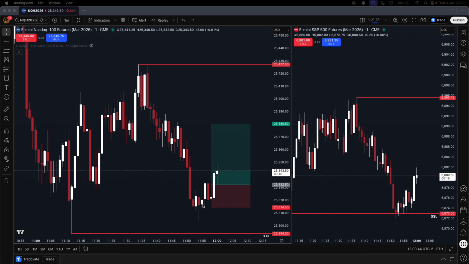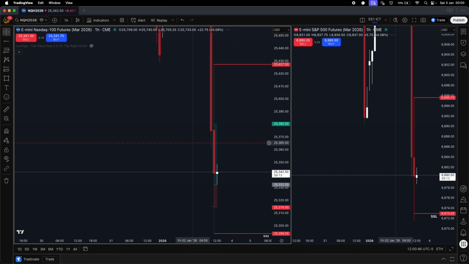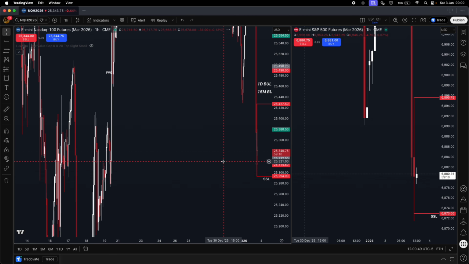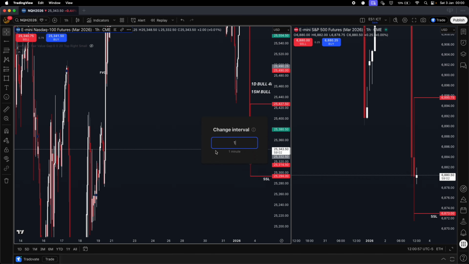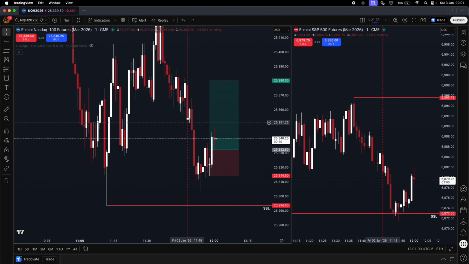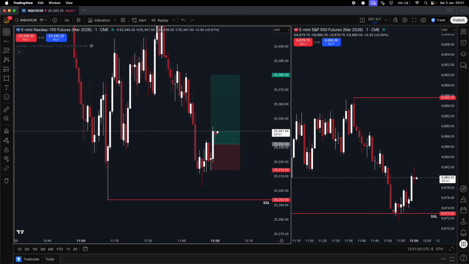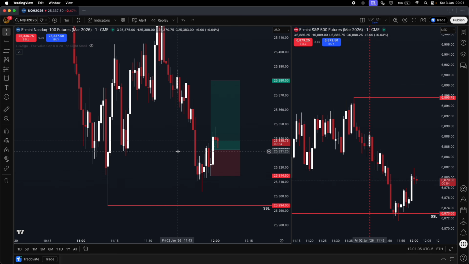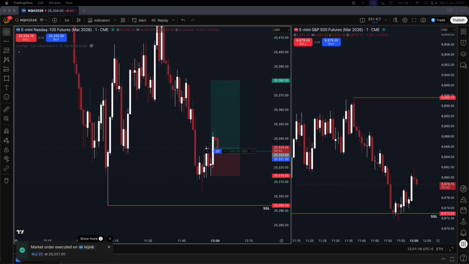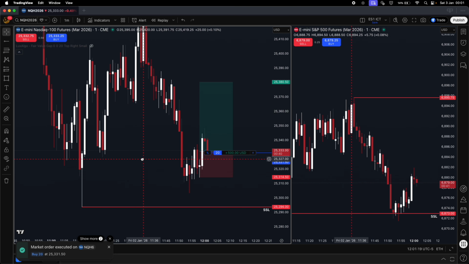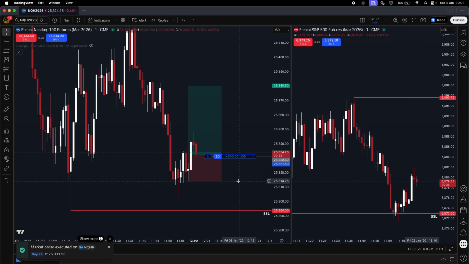Hourly close bearish? No, the hourly's bullish. What do you mean? No, the hourly's bullish. Okay, so let's see if we get an entry. 18-point stop. Okay, so ES tapped the gap. Run a stop at the low.